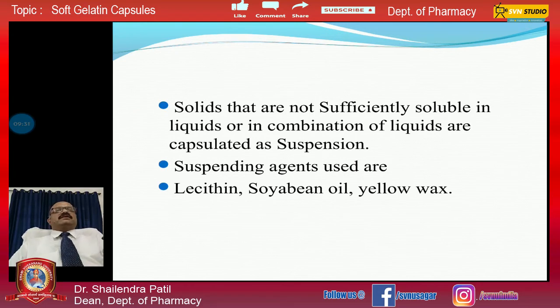The solids that are not sufficiently soluble in the liquids or in a combination of liquids are encapsulated as a suspension. The suspending agents used are lecithin, soybean oil, and yellow wax.